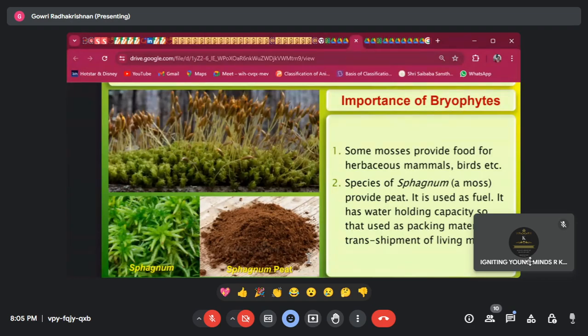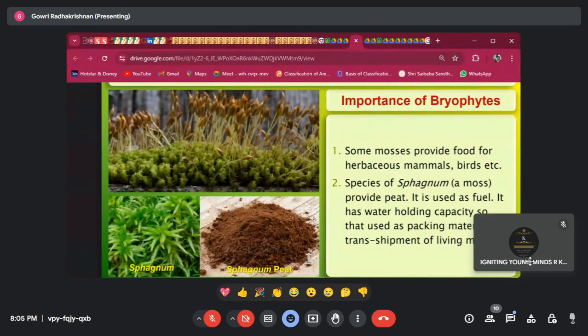As when we did the summary, you would have recollected, it's very lengthy. Explaining the reproduction of bryophytes is going to be very lengthy. I don't mind doing it if you really want. Otherwise, we can move on.